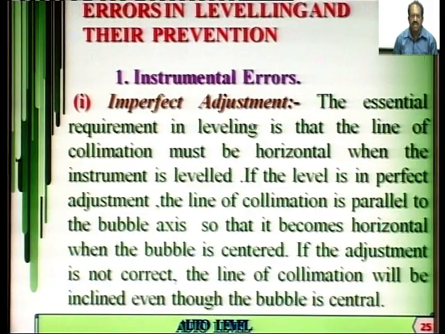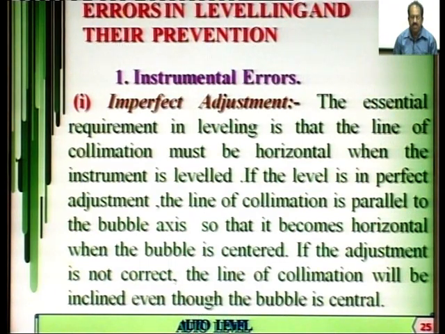So, first one is instrumental errors. When we use the instruments, errors are bound to come. So, how are we to prevent these errors? First one is instrument error, in which the very first one is imperfect adjustment. The essential requirement in levelling is that the line of collimation must be horizontal when the instrument is levelled. This is the principle of levelling, that is, the line of sight must be horizontal when the instrument is levelled, and we have to furnish a horizontal line of sight.